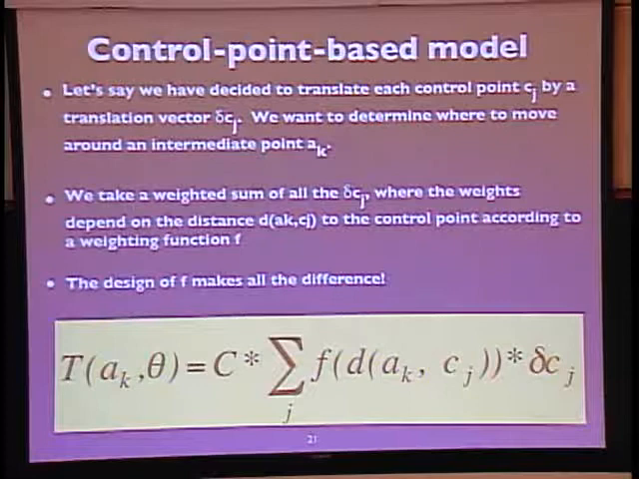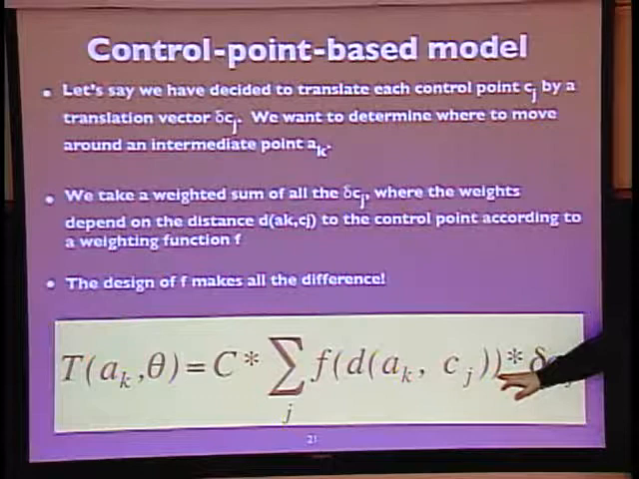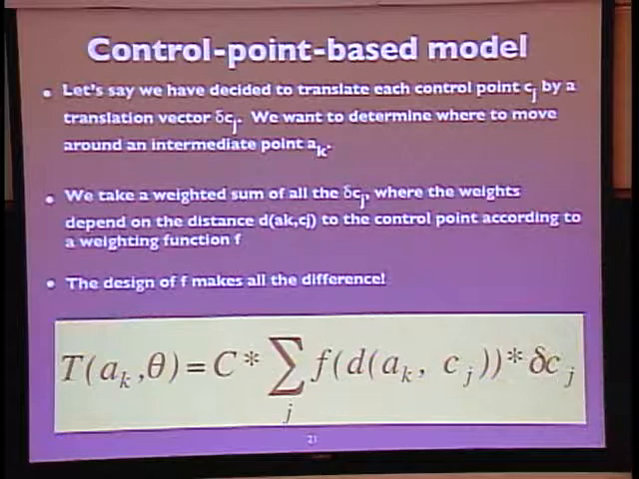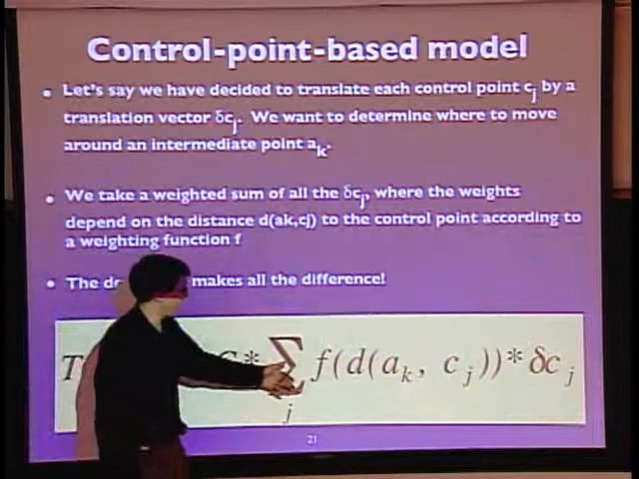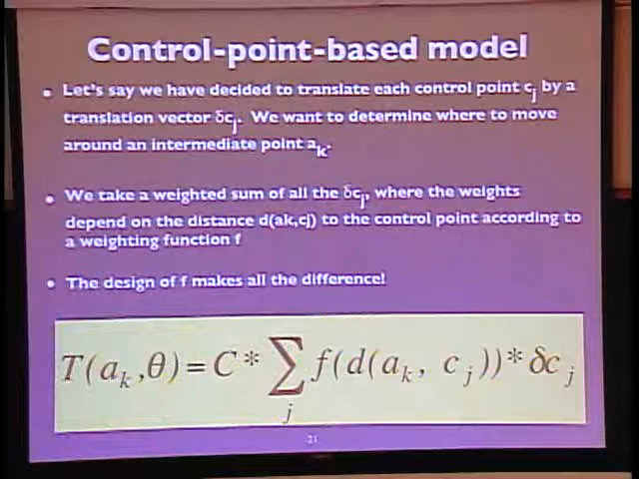In fact, what we're going to do is take a weighted sum where if we really want to move a_k in the same way that C_j was moved, then we have a high weight in this weighted sum, and the opposite if we want a low weight. Simply put, points that are nearby C_j get moved like C_j gets moved. So d is the distance in Euclidean space between a_k and C_j, and f is what's called the weighting function. What f tries to do is make the weighting of C_j on a_k high if they're close to each other and low if they're further away. Does this make sense? Okay.